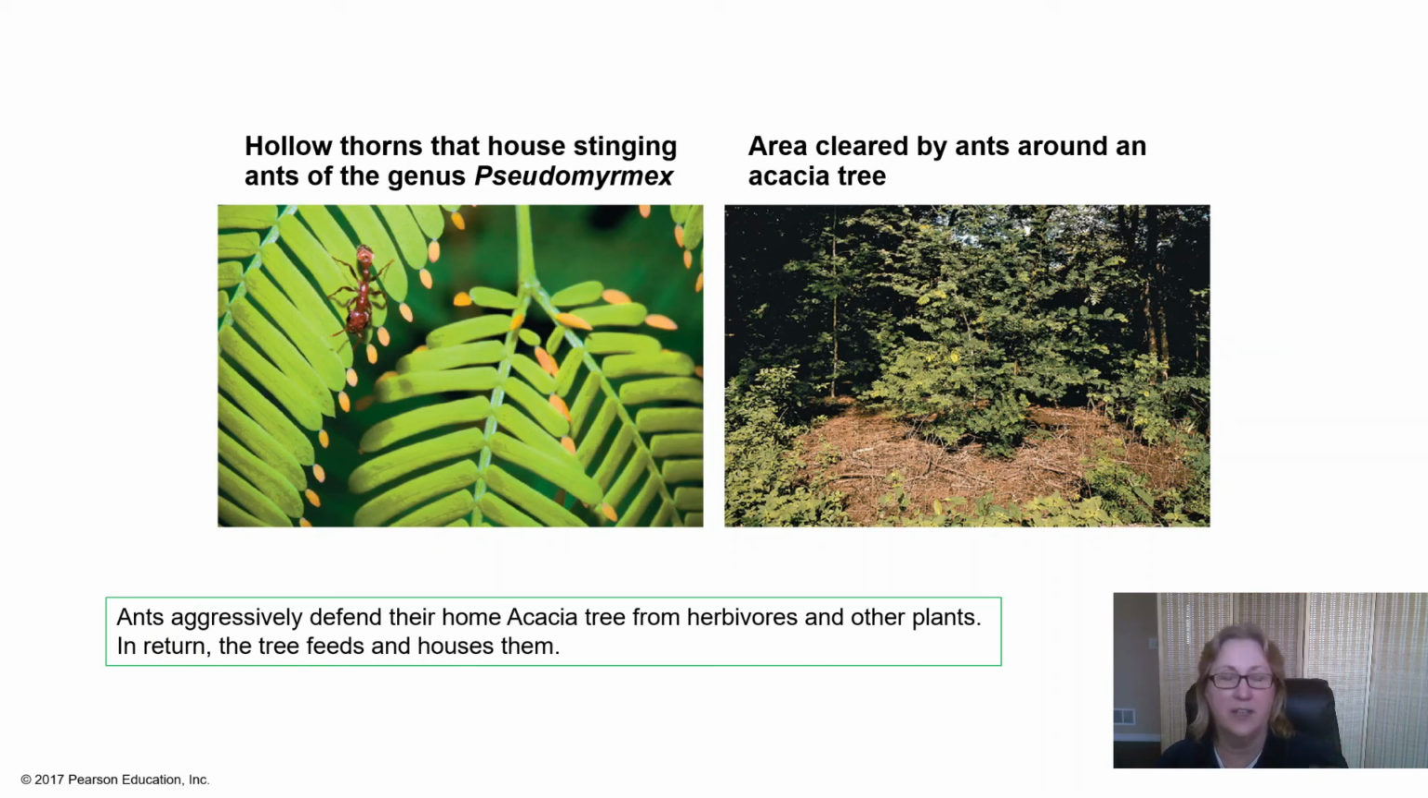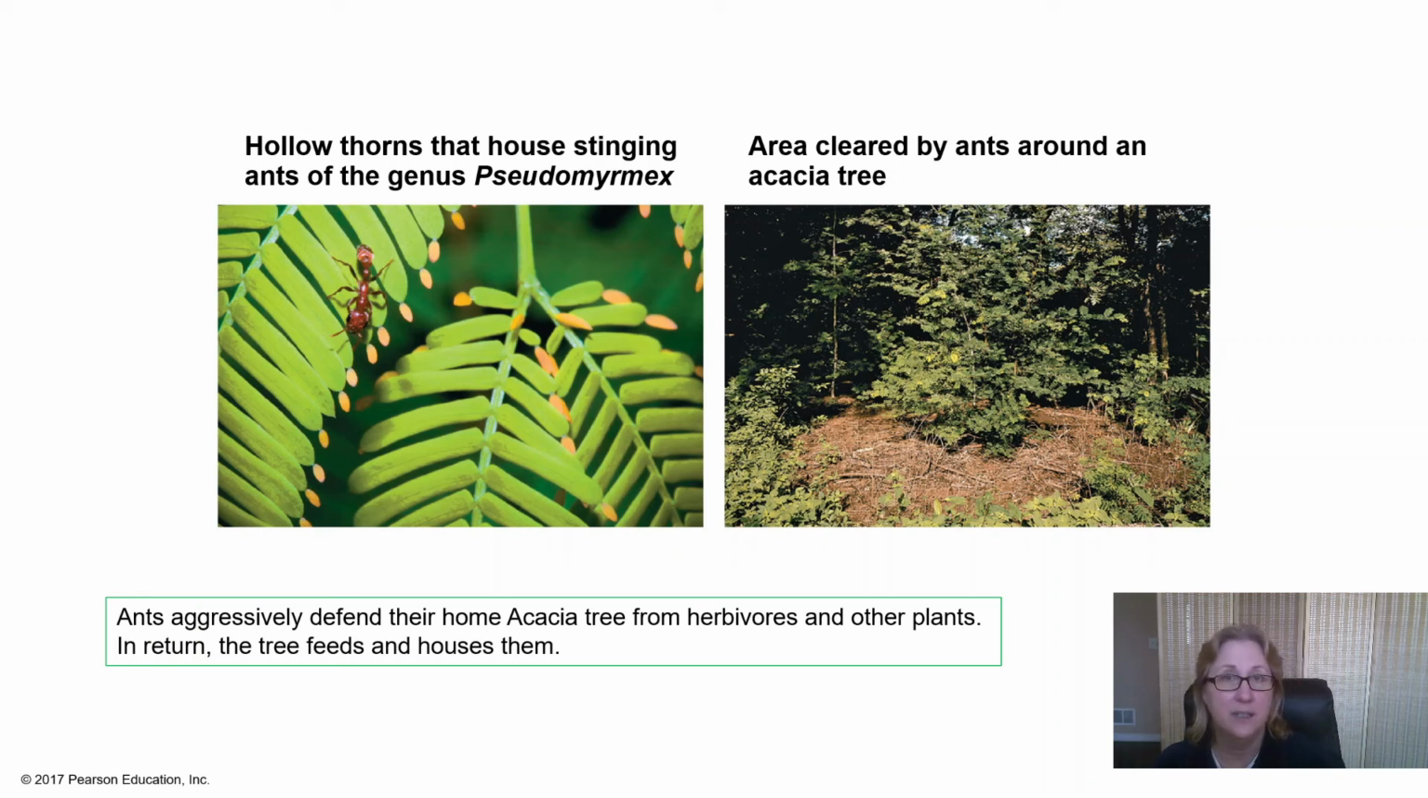The ants live in the hollowed-out giant thorns on this tree, so the tree gives them food and a place to live, and in return the ants aggressively defend the tree against other insects. They will attack, bite, and kill any insect. They will attack any animal that tries to browse on the leaves. If a small animal comes over and starts nibbling on the leaves, the ants will run onto that animal's head and aggressively bite it.